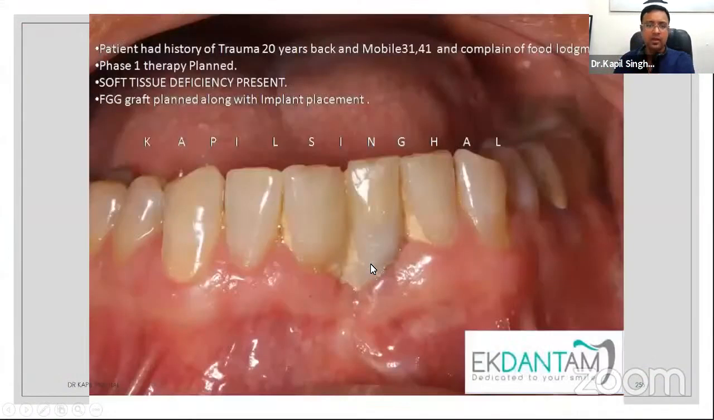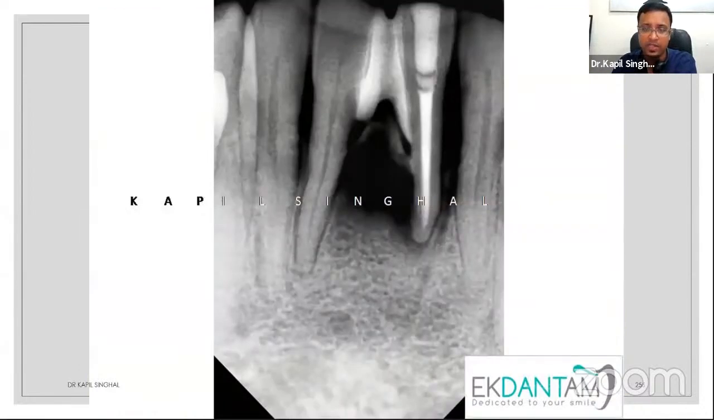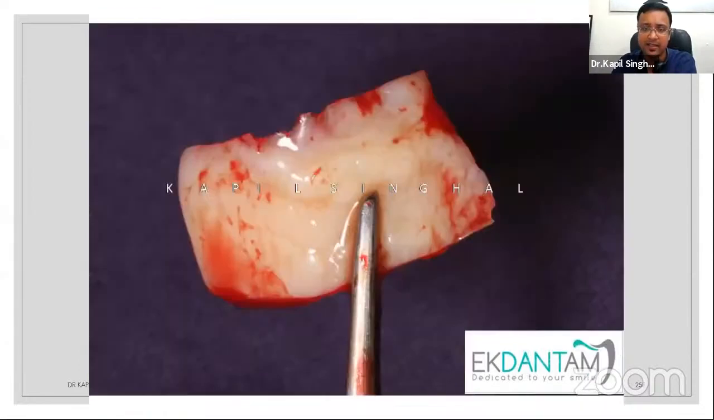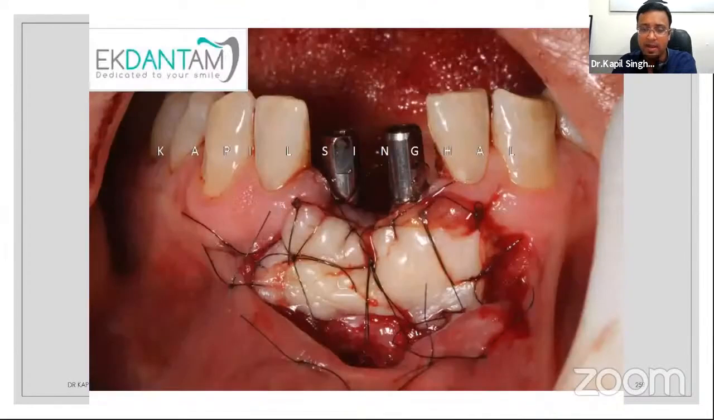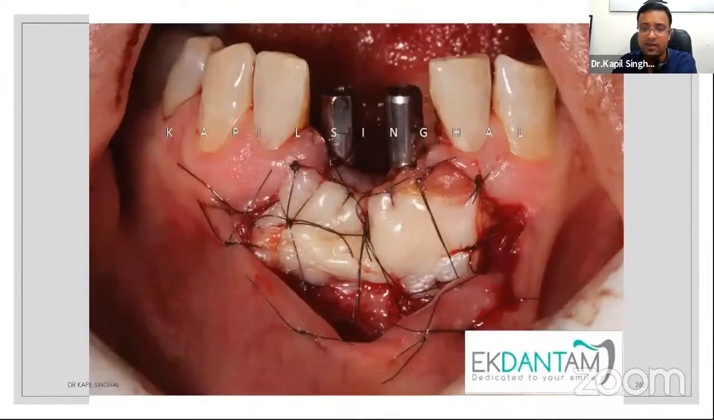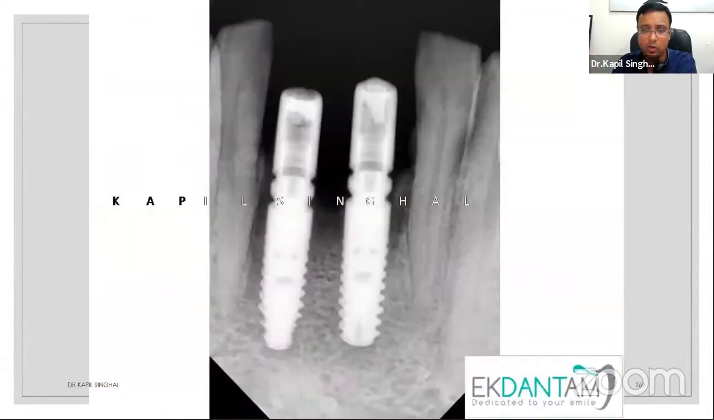Okay, another case. Now this was a lower anterior case, the failing incisors, and there was a soft tissue defect also in this case. So it means I need to address the hard tissue and the soft tissue both simultaneously. This was the X-ray of the patient. We decided to extract both the incisors, and along with the placement of implants, I decided to do a free gingival graft also. So we placed both the implants and did the free gingival graft simultaneously. So these are the two implants. This is all about mandibular anterior implants.